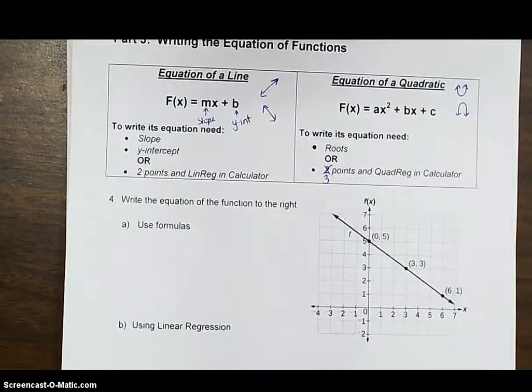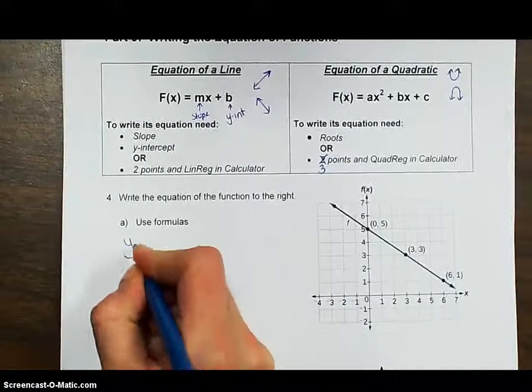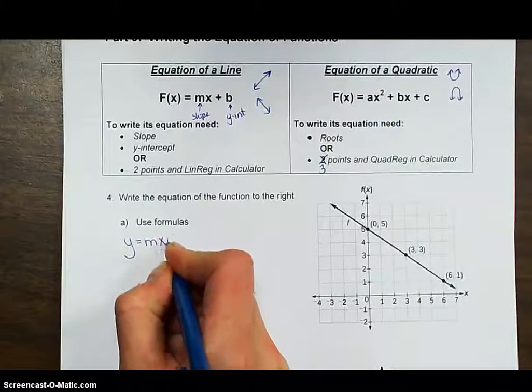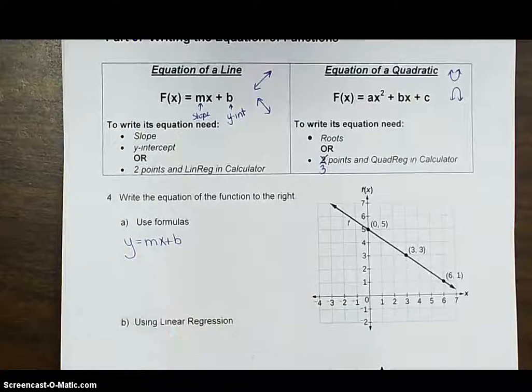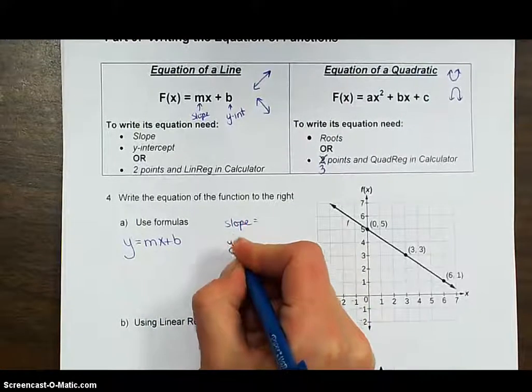So question number 4, if we take a look at the picture right away, we can see that it is a line. So we're going to need the formula y equals mx plus b. So in order to fill this in, we need to find the slope, and we need to find the y-intercept.